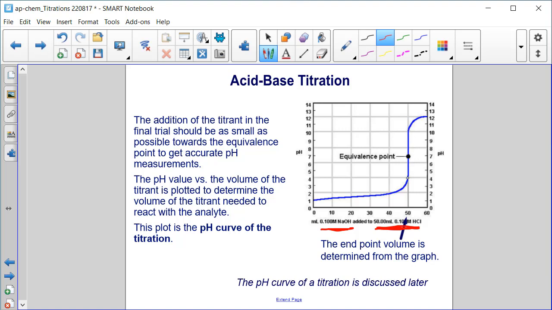It's the point halfway between this big jump, and in this case, it's at pH 7. And then as I mentioned in the last slide, we're going to continue to add for a few more milliliters to make sure that we have fully reached that endpoint as the pH continues to increase.